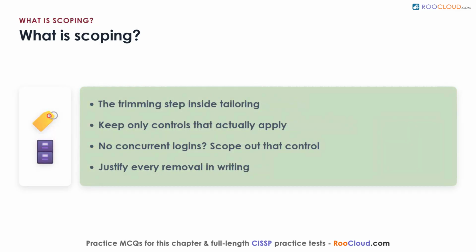What is scoping, and how does it fit in? Scoping is the trimming step inside tailoring. Here you walk through the baseline and keep only the controls that actually apply to the system in front of you. If a control guards against something your system simply cannot do, you remove it. Say a machine never allows 2 people to sign in at the same time. A control policing simultaneous sessions is pointless, so you scope it out. But every removal must be justified in writing, so no control quietly vanishes without a reason.